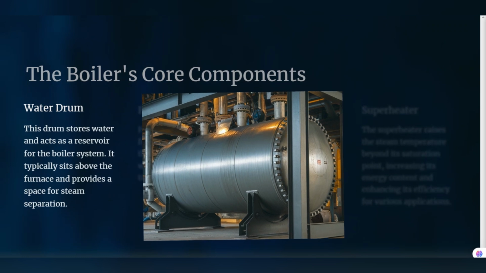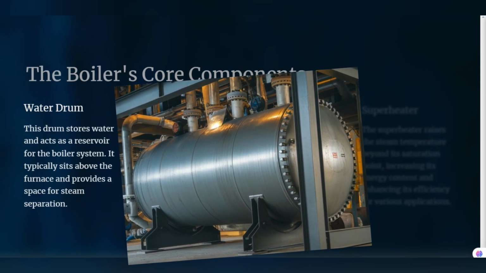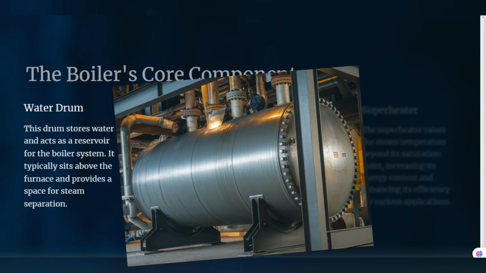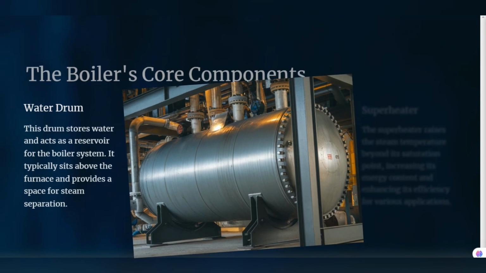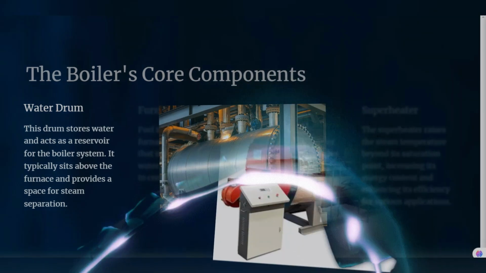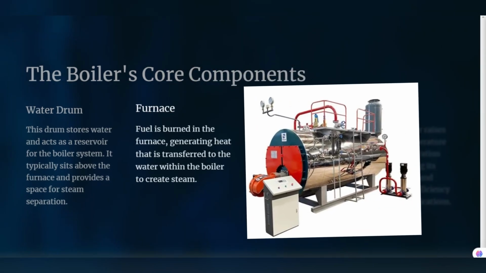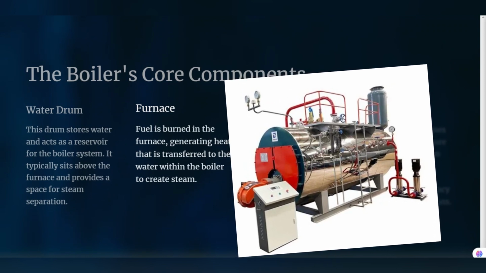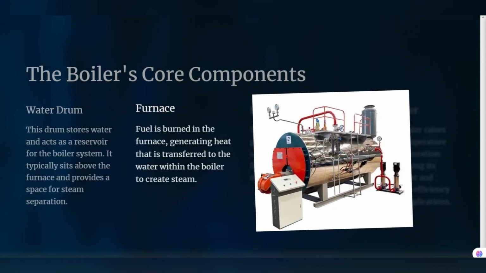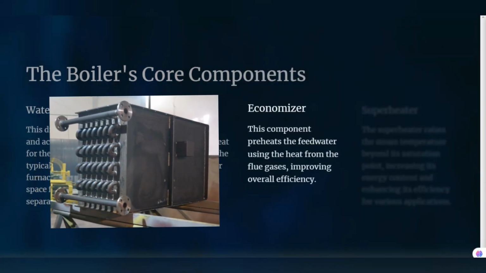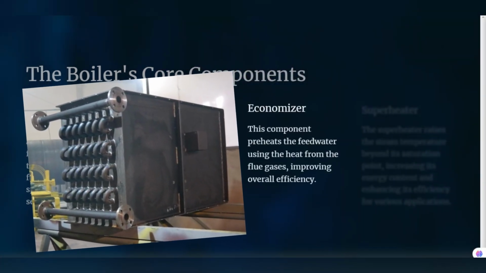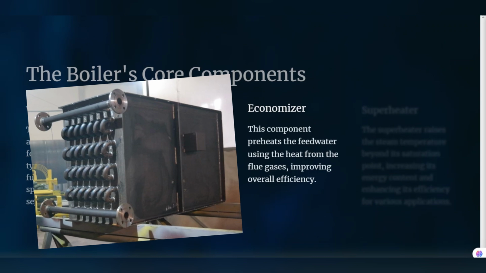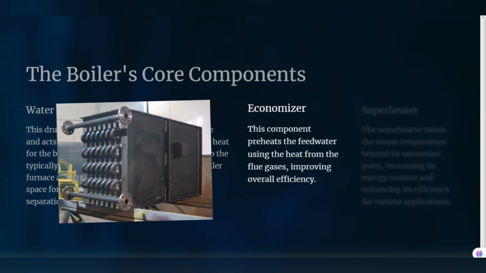This drum stores water and acts as a reservoir for the boiler system. It typically sits above the furnace and provides a space for steam separation. Furnace. Fuel is burned in the furnace, generating heat that is transferred to the water within the boiler to create steam. Economizer. This component preheats the feed water using the heat from the flue gases, improving overall efficiency.